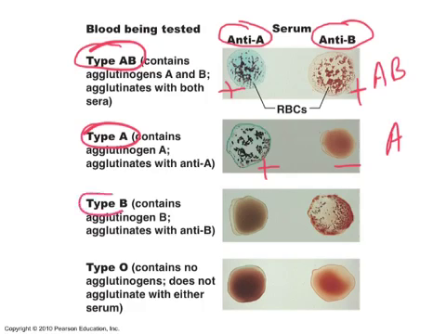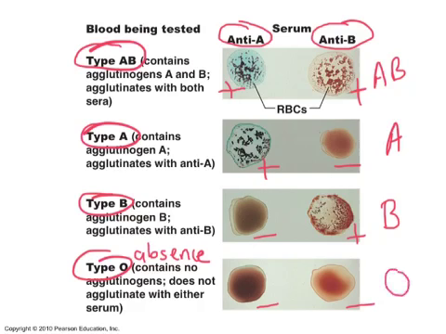If you have type B blood, you get a negative response with the anti-A serum, a positive response with the anti-B serum, and you know you have type B blood. If you have type O, remember type O is the absence of agglutinogens. Don't think of it as type O, think of it as 0. So with no agglutinogens, you get a negative reaction with the anti-A serum and a negative reaction with the anti-B serum. Type O blood.